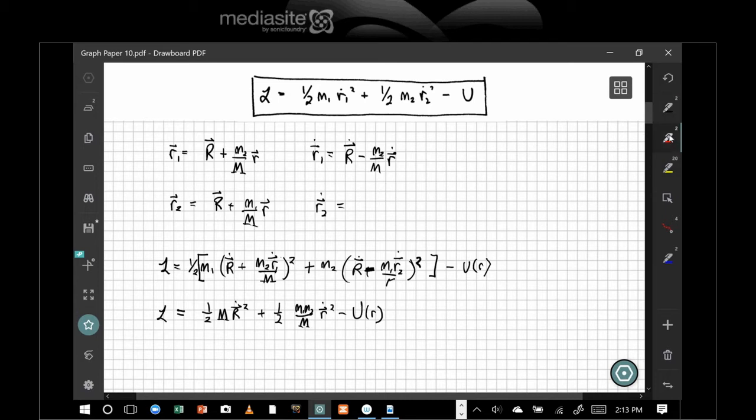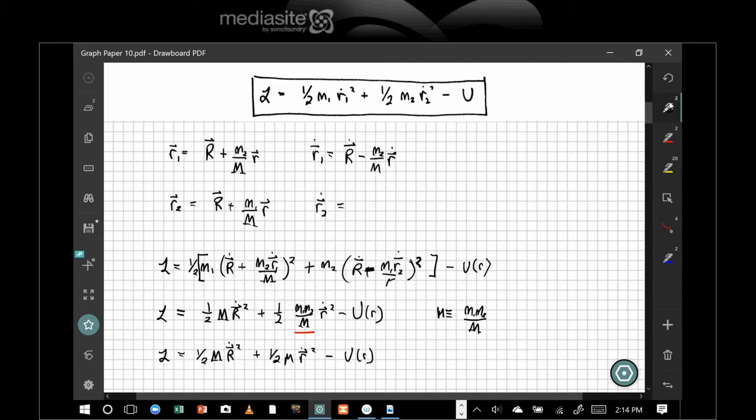Now, the quantity I have here has units of mass. We call this a reduced mass. It's a mass that depends on the two masses. So I'm going to define mu as m1 m2 divided by capital M. And so now my new Lagrangian looks like this: L is equal to 1/2 big M big R dot squared plus 1/2 mu little r dot squared minus the potential energy.